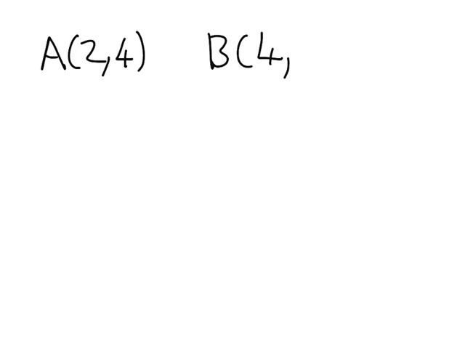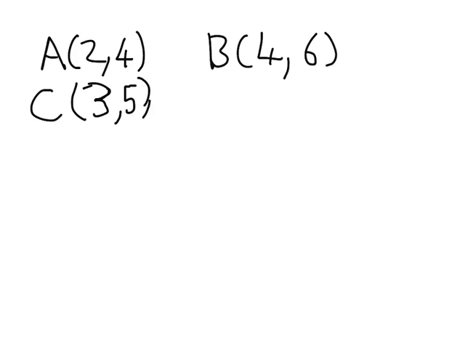So let's say I've got A with coordinates 2, 4, and let's say B has the coordinates, let's make it easy for myself, 4, 6. Well, the midpoint, let's call the midpoint C, is going to have the coordinates, well, let's say we take the average of the x's, so that's going to be 3, and the y is going to be the average of the y's, so the average of 4 and 6 is 5.